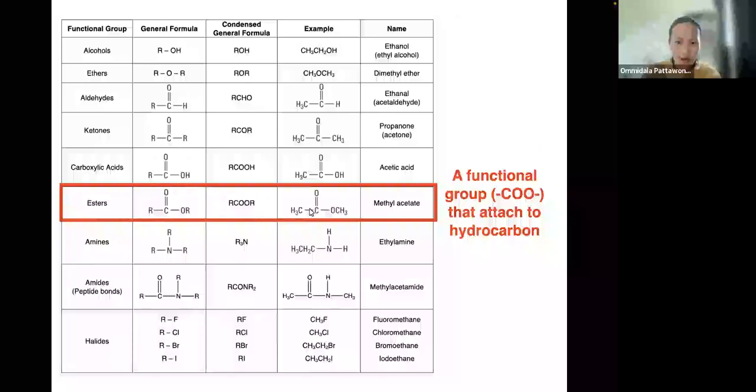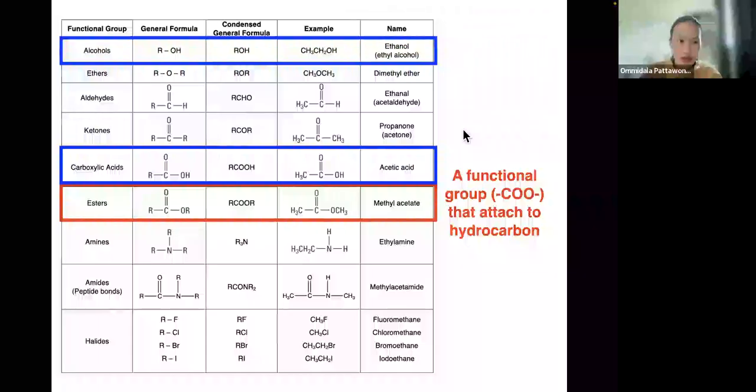Esters are organic molecules that contain this C double bond O that is attached to a hydrocarbon on each of these sides. So if you look at the general formula right here, those are going to represent the hydrocarbon. This hydrocarbon can be any number of carbons that are attached to hydrogen.